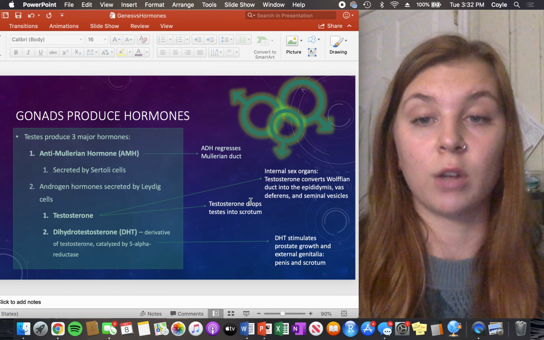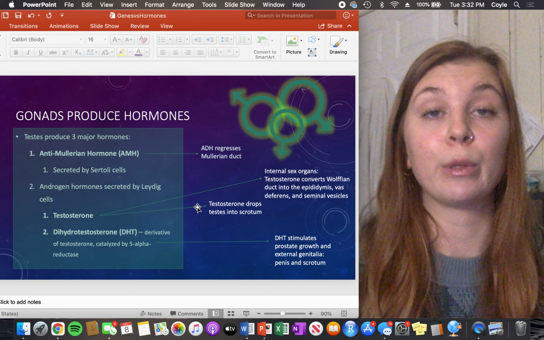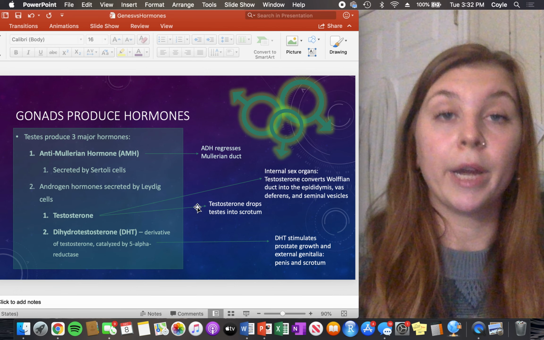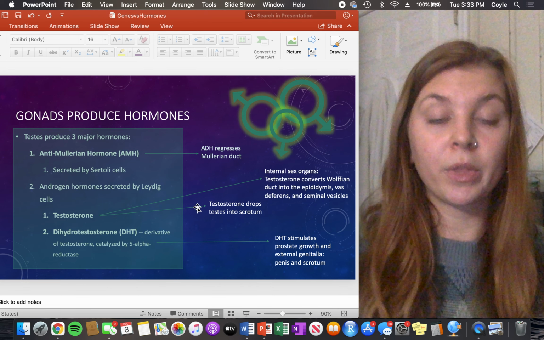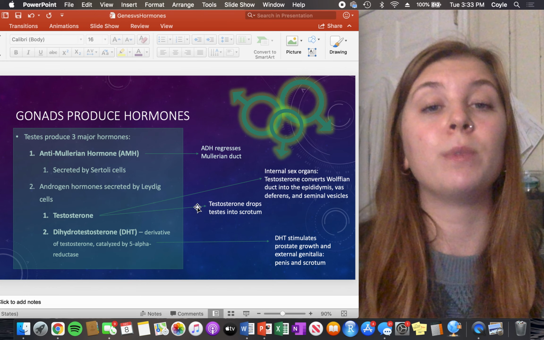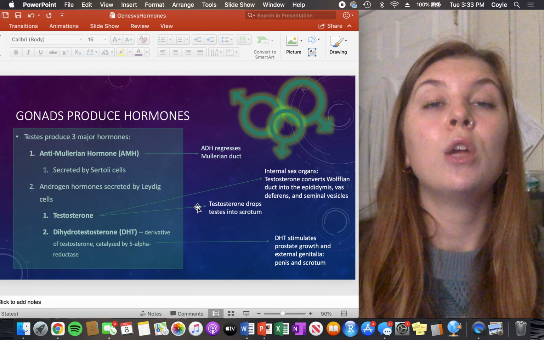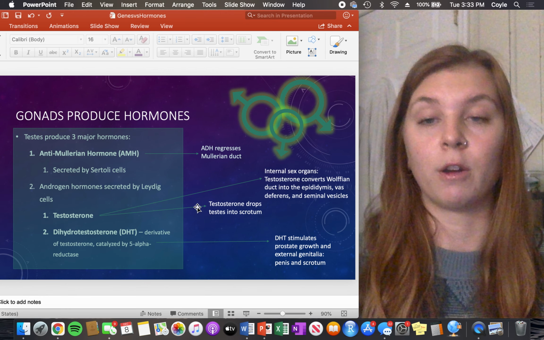Testosterone is responsible for making the testes drop into the scrotum. And it's also responsible for formation of the internal sex organs. So testosterone now converts this Wolffian duct into the epididymis, the vas deferens, and the seminal vesicles, which are important for carrying sperm down into the urethra. And then we have DHT, and DHT stimulates prostate growth and the external genitalia. This is what forms the external genitalia, the penis and the scrotum. So now we're seeing some hormones come into play, and each has its own distinct function.